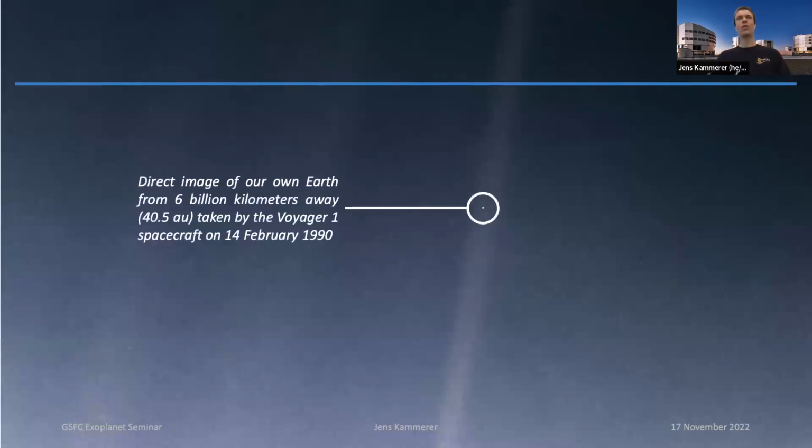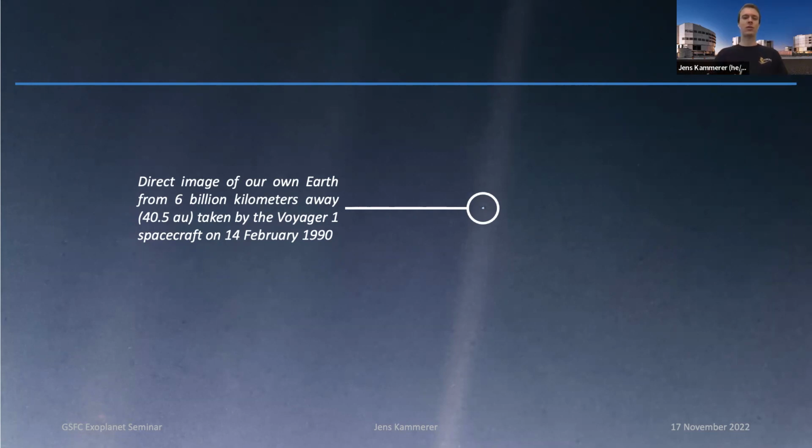So this nice background image that's going to accompany us throughout the talk is probably known to all of us. It's showing an image of the Earth taken from more than 40 astronomical units away by the Voyager 1 spacecraft. I think it illustrates pretty nicely what we are getting in direct imaging of exoplanets. We get observations of unresolved point sources. We can study their brightness, their color, maybe their spectrum, but in the end, it's always going to be a point source. In the case of our own Earth, it's a very blue color, mostly because of the Rayleigh scattering in the atmosphere. But in the end, it's going to be point sources.